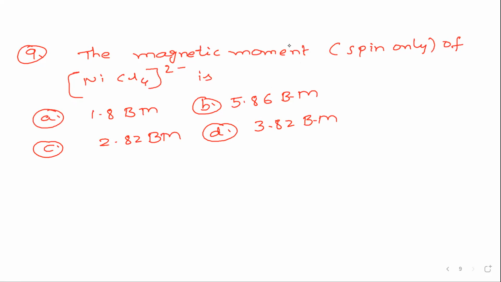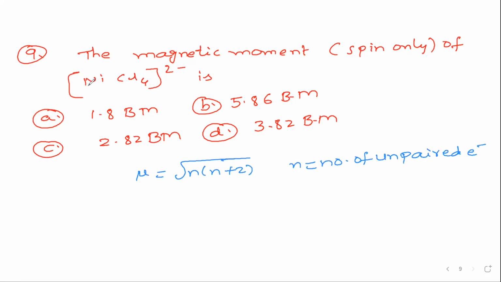So it is simple. Straight away you can find the magnetic moment. Mu is equal to root of n into n plus 2, where n is equal to the number of unpaired electrons. To find the number of unpaired electrons, we should know the oxidation state of nickel. The oxidation state of nickel: x minus 4 is equal to minus 2, which implies x is equal to plus 2. So nickel is in the plus 2 state.